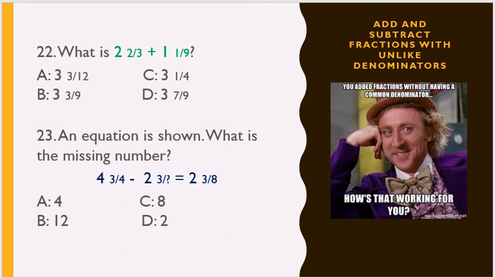Number 23. An equation is shown. What is the missing number? 4 3/4 minus 2 3 ? equals 2 3/8. Is the missing number A, 4, B, 12, C, 8, or D, 2? Pause your video, solve for your answers, and then stop and check your work.